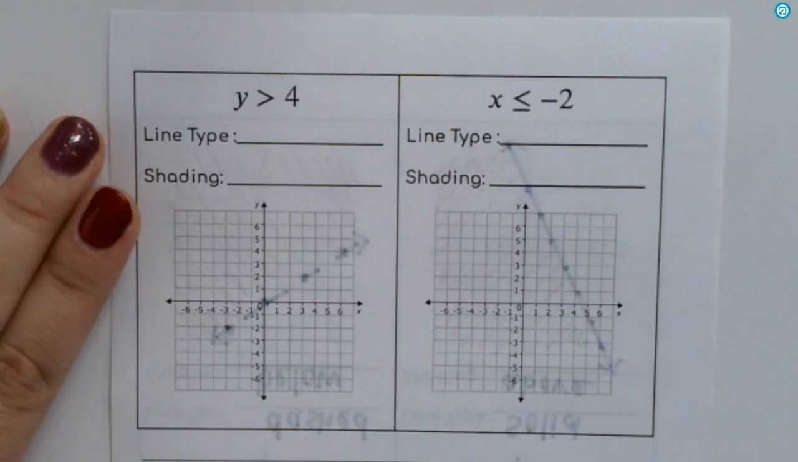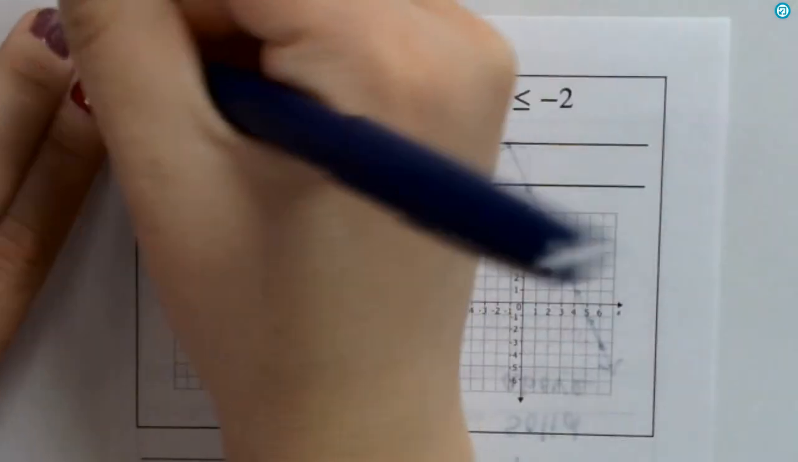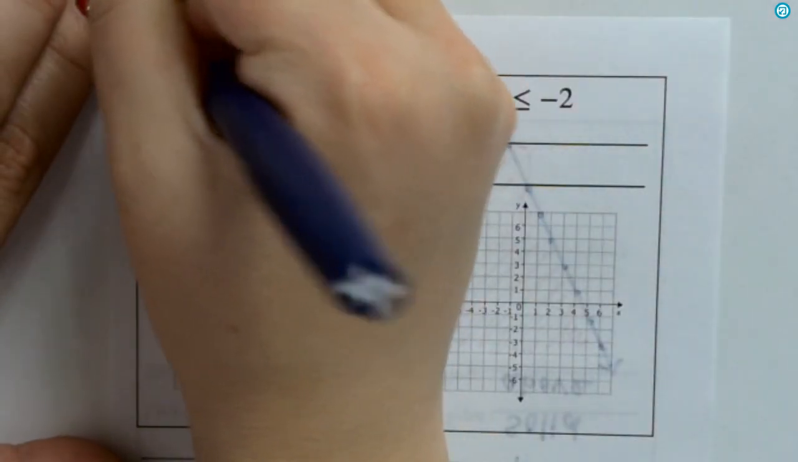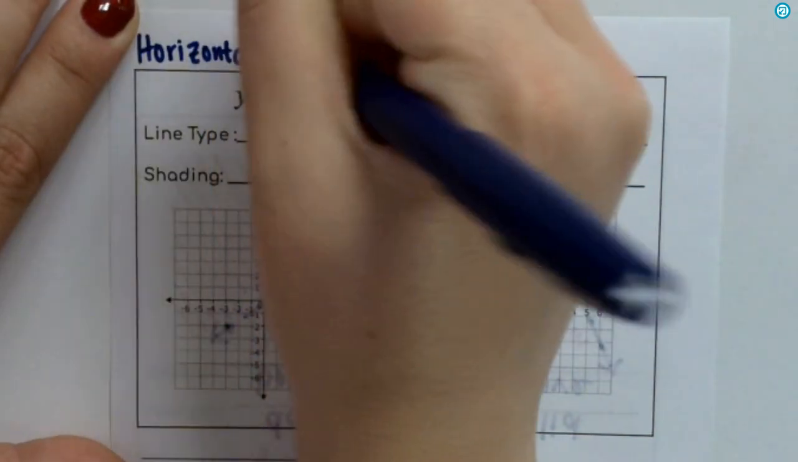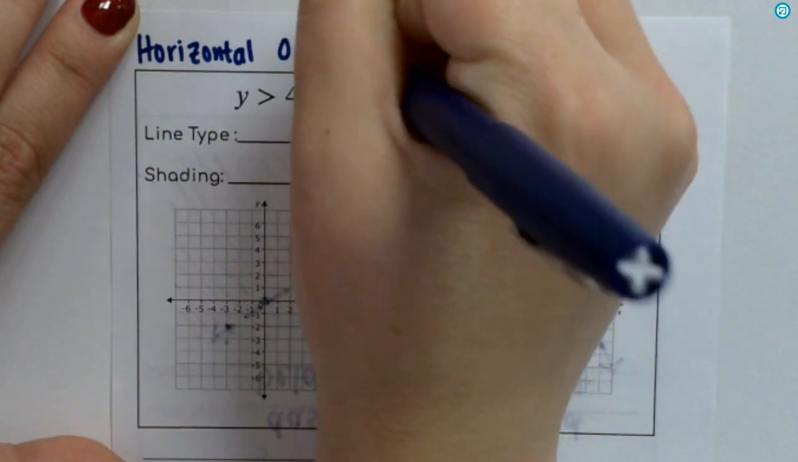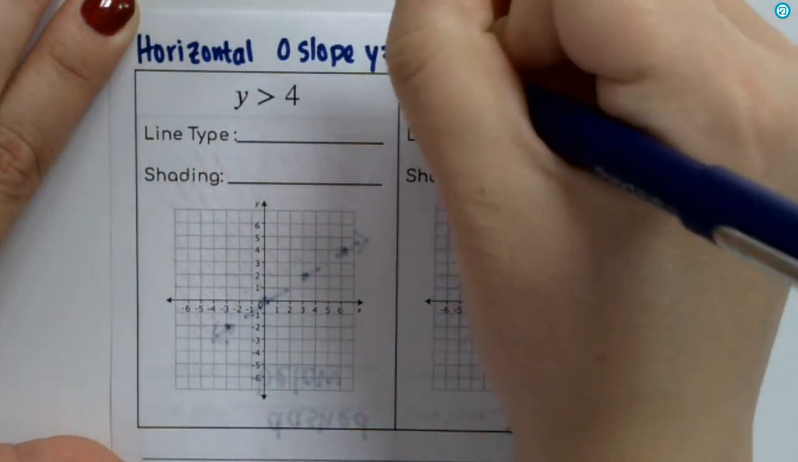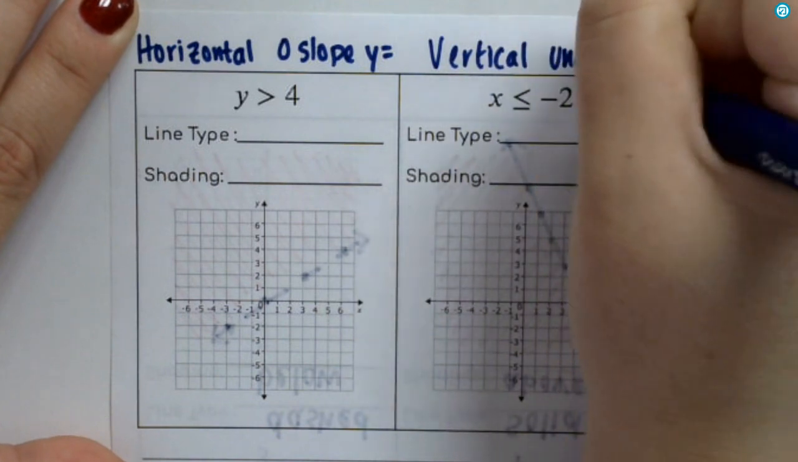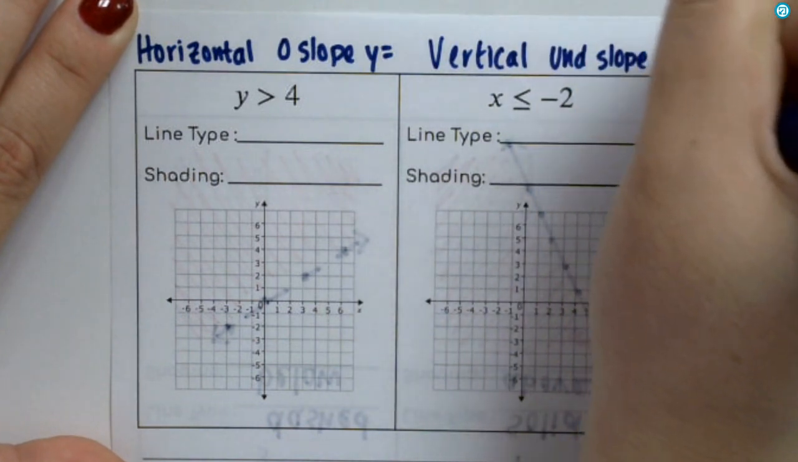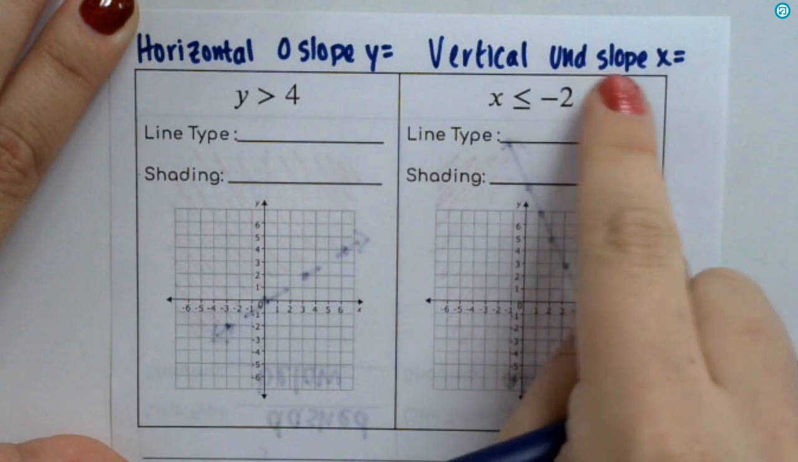Up here at the top of my notes, I'm going to write this down as a review of yesterday. That a horizontal line has 0 slope and is y equals. A vertical line has undefined slope and is x equals. That matches up y equals and x equals.